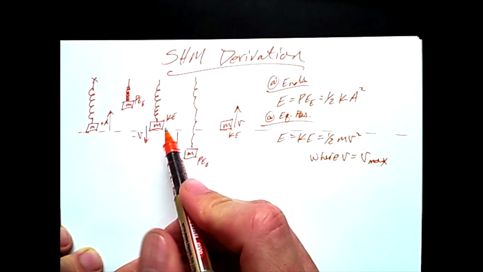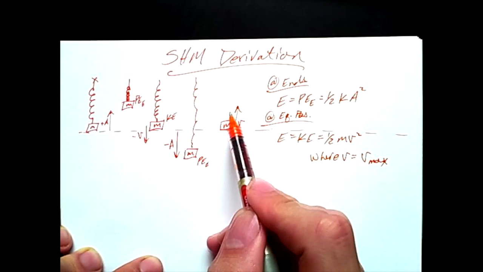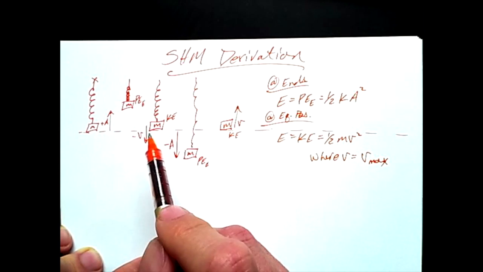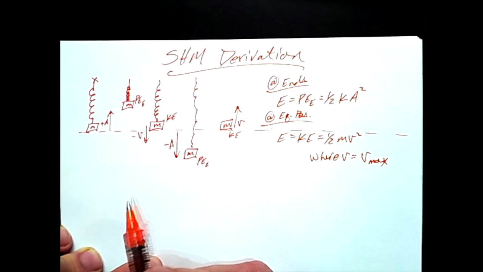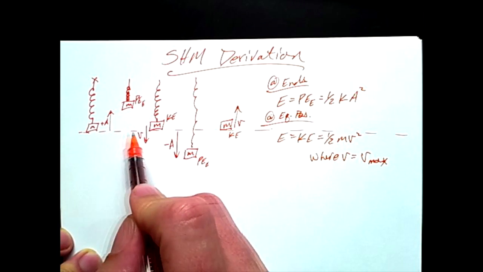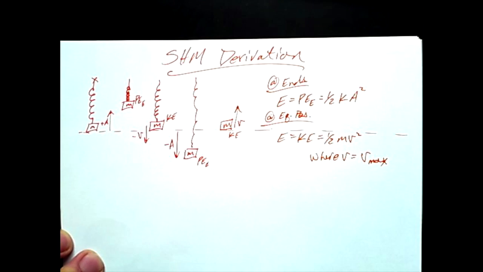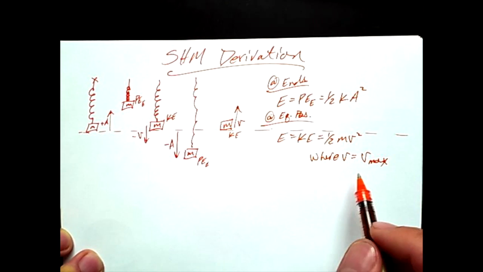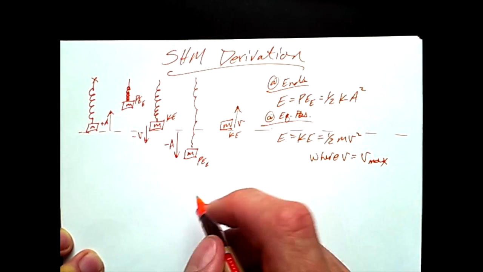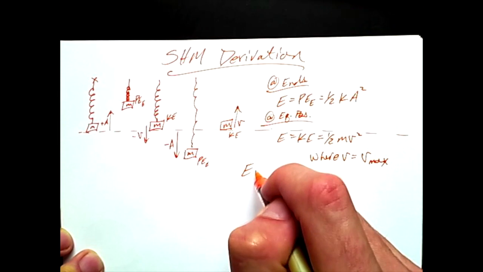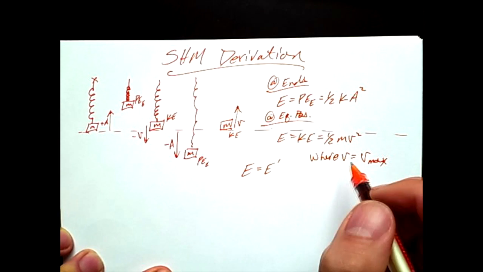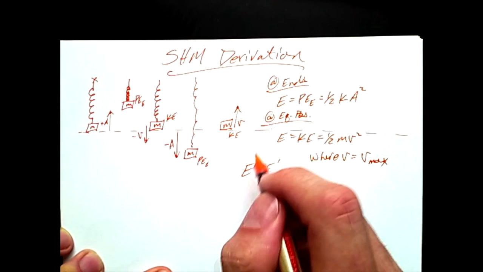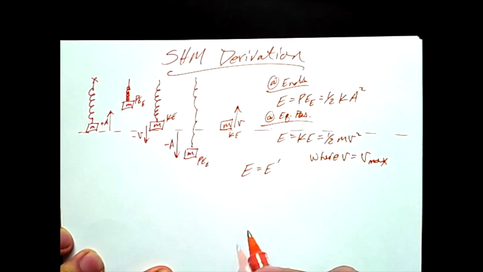Anywhere else, the velocity would be less. As it travels back up to the equilibrium position, the velocity would be slowing down, reaching zero, and the same going in the bottom direction. So only at this center line is the maximum velocity reached. So based on conservation of energy, E equals E prime, we can determine that the maximum velocity is simply calculated by setting those two extrema equal to one another.